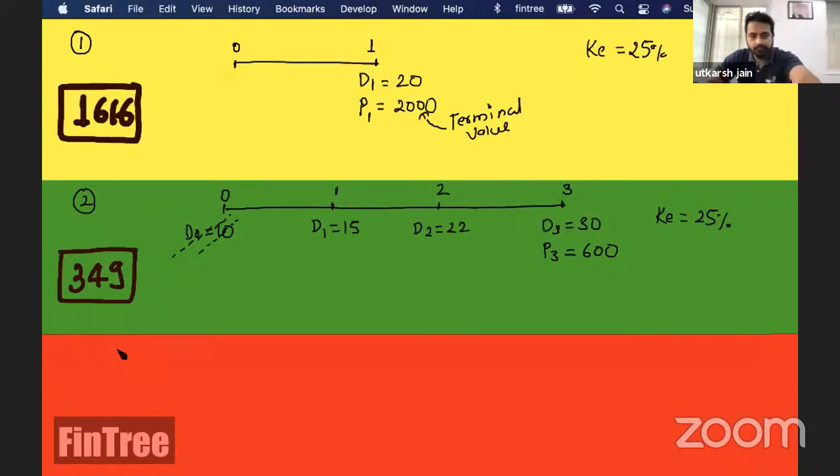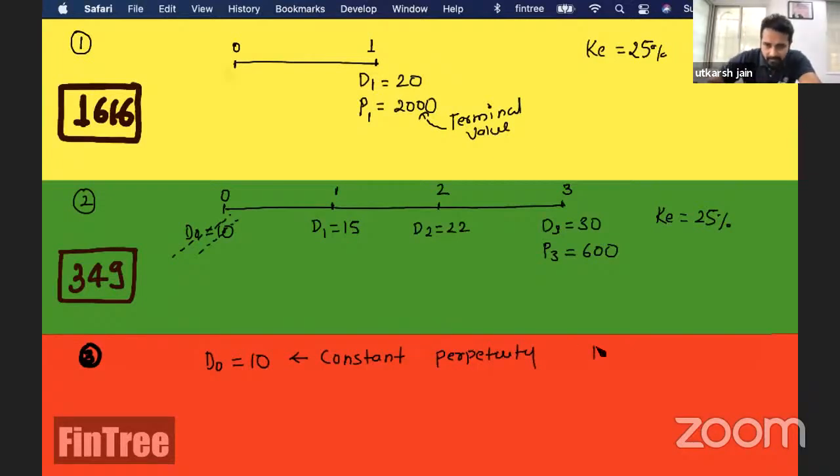Question number 3. The dividend at time 0 paid by a company is 10, and you think that this number would be a constant perpetuity. What do you mean by that? It means the amount of 10 you'd receive forever. So which basically means D0 will be same as D1, same as D2, same as D3, up to infinity. Correct? The amount of money is going to be same in every window.